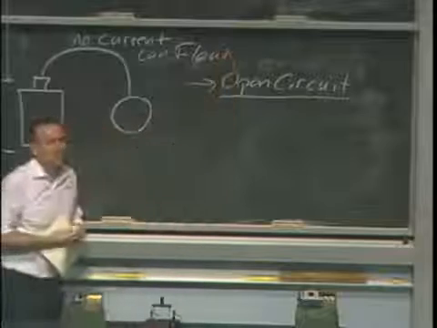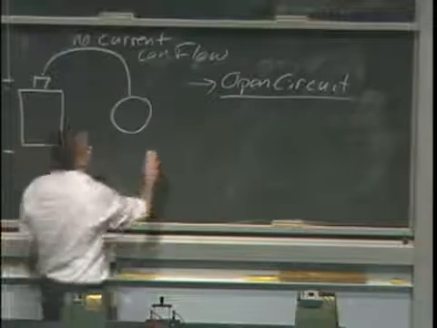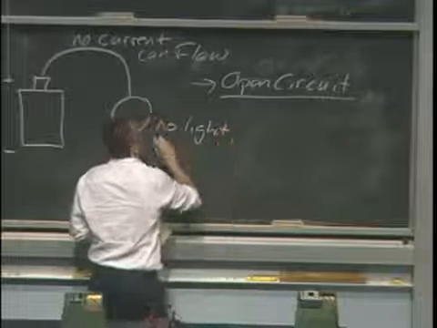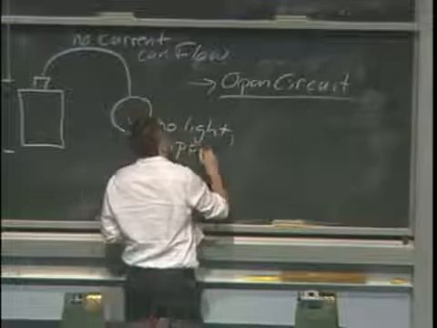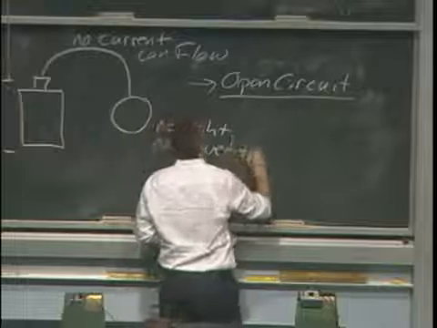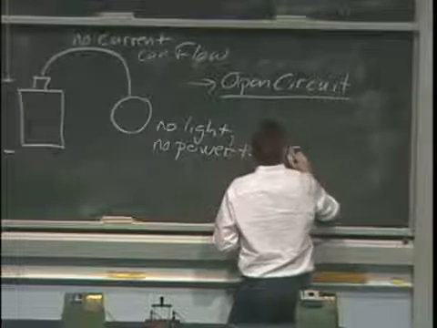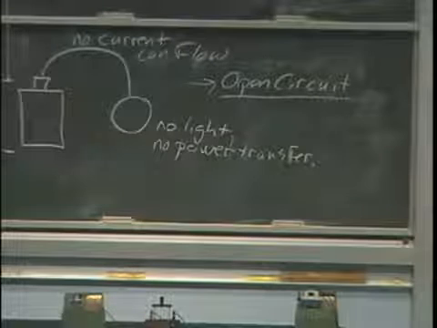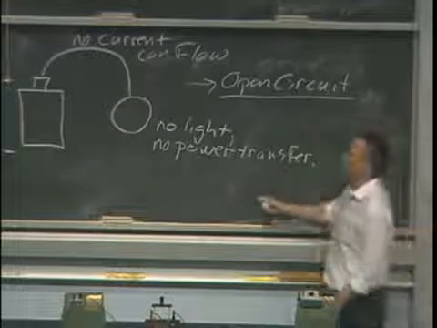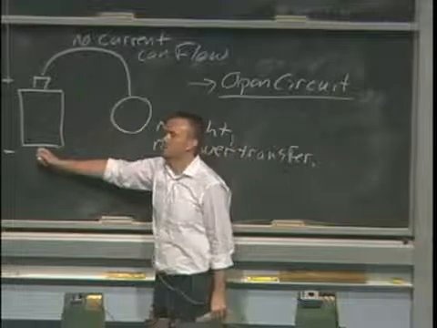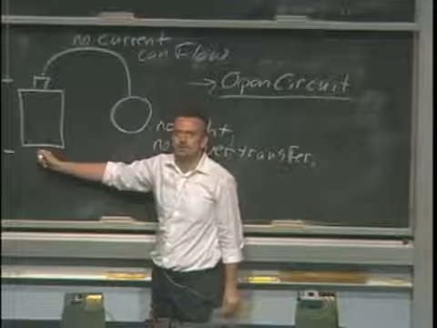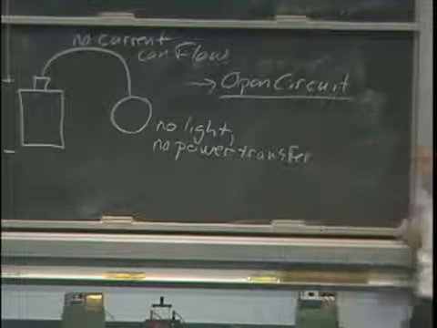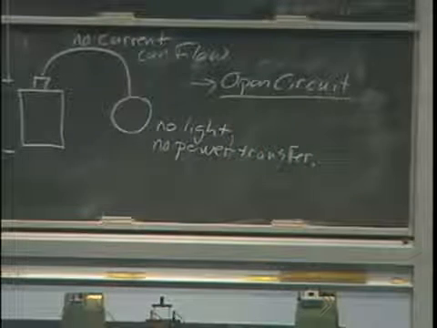Okay? And in this circuit, there is no current that can flow. Okay? And that means there's no light and no power transfer. Okay, so not unless we add another wire to this circuit, allowing the current to flow back to the negative terminal, will we get a current flowing through that. Okay, so this is an open circuit, and no more power can be delivered through that.